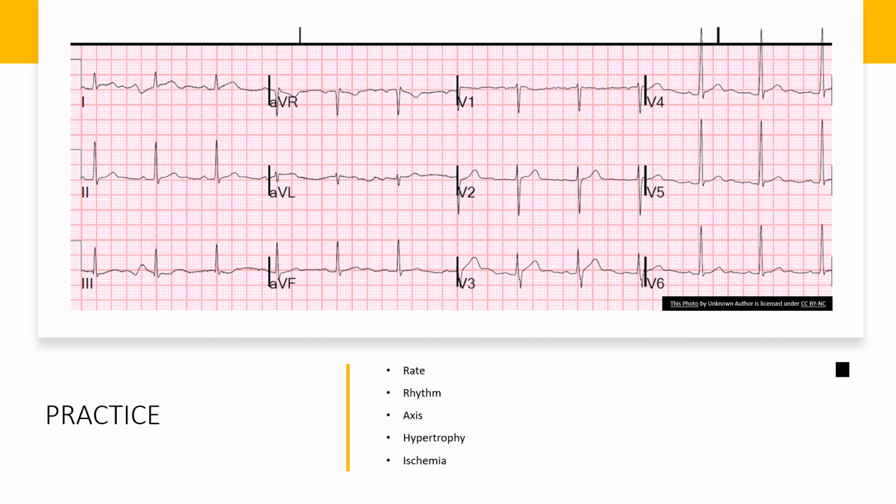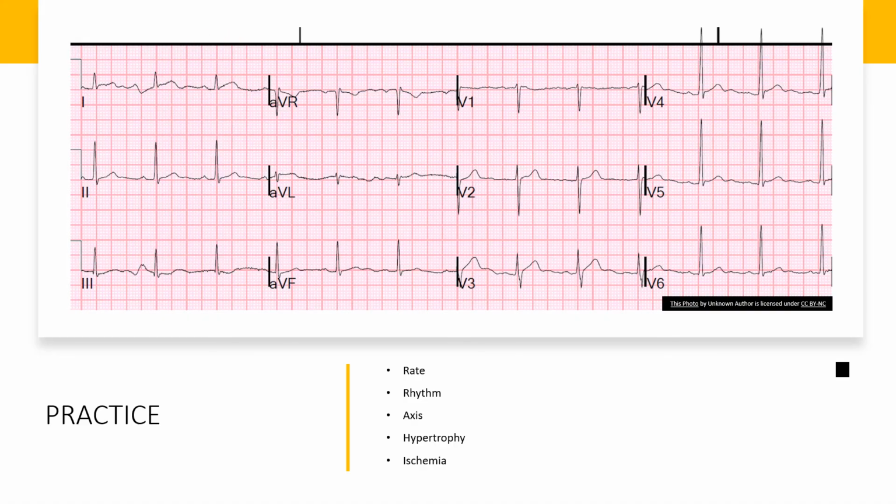Pause now, and when you're done, let's interpret. This appears to be a regularly dispersed QRS complex, and I have 1, 2, 3, 4 boxes between 2 QRSs. 300 divided by 4 is 75, so this is a normal heart rate.